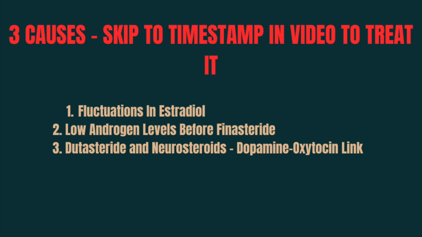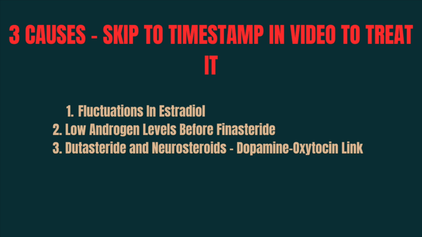And unfortunately for dutasteride users, the type 1 5-alpha reductase isoenzyme is involved in the production of the neurosteroid allopregnanolone, and an alteration of neurosteroid levels such that the precursors to allopregnanolone are increased and allopregnanolone levels are decreased might result in symptoms of depression and anxiety, because allopregnanolone is known to bind to the GABA receptors in your brain, and it's involved in stress and mood regulation.